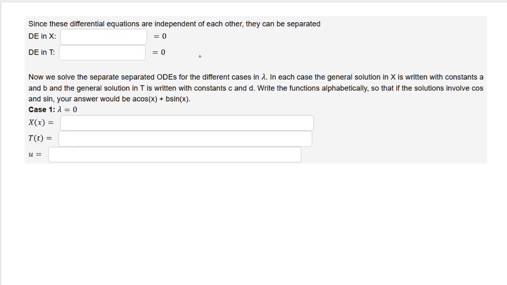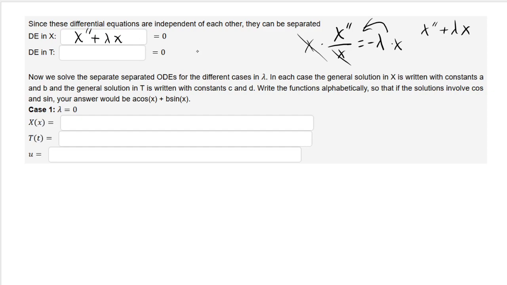Let's move on. Since these differential equations are independent of each other, they can be separated. So first of all, if you have X double prime over X equals negative lambda, if you multiply by X on both sides so that this cancels, and then you move this to the left side, you end up with X double prime plus lambda X, and that's what goes here. And this is a WebWork question where you have to put this lambda as lambda. Don't forget that b, okay? Lambda is spelled with a b.